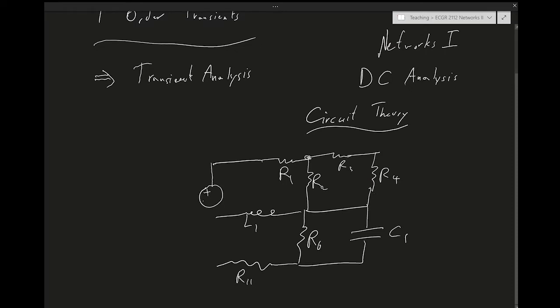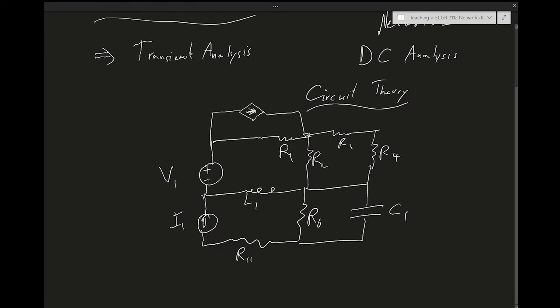Those sources could be voltage sources, V1. They could be current sources, I1. You've learned about dependent sources, for example, a current source that depends on a voltage somewhere, or a current source that depends on another current. You could have a dependent voltage source. So there's a slew of two-port elements that you learned about, and you know how to connect and analyze them in circuits.